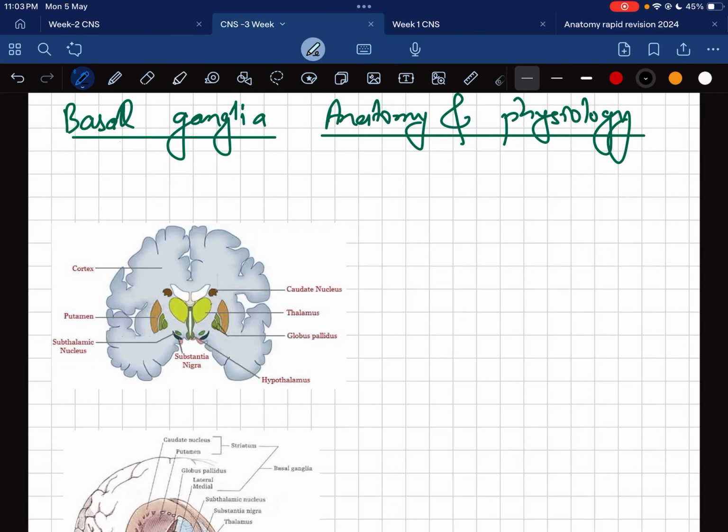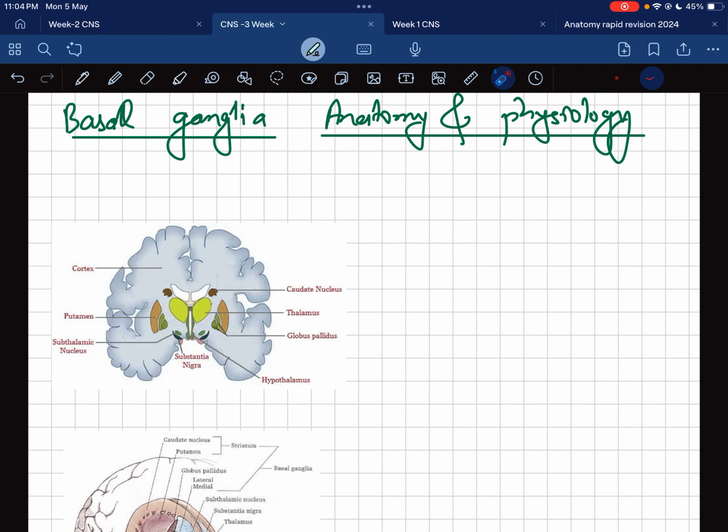Moving on in our lecture: the basal ganglia, anatomy and physiology. We can think of the brain as a kingdom, and the basal ganglia as the royal advisors. They don't command your muscles directly, but they control which movement happens, when it happens, and how smoothly it goes.